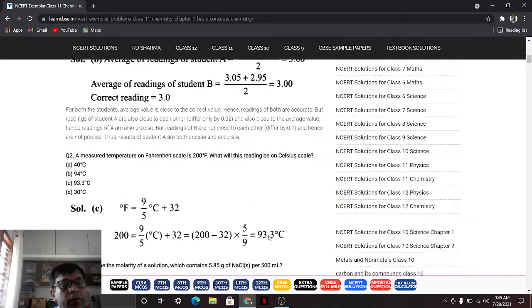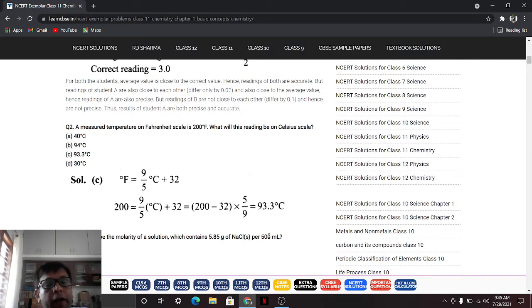Next question. A laser temperature on the Fahrenheit scale is 200 degrees Fahrenheit. What will this reading be on the Celsius scale? The options are 40 degrees, 94 degrees Celsius, 93.3 degrees Celsius and 30 degrees Celsius. You know, Fahrenheit is equal to 9 by 5 degrees Celsius plus 32. That is the formula, very simple it is. 9 by 5 degree C plus 32.